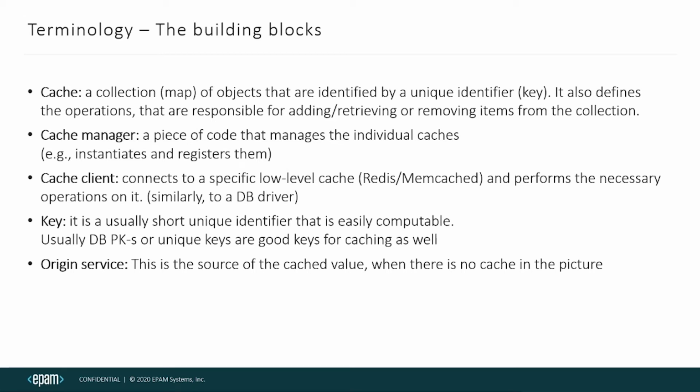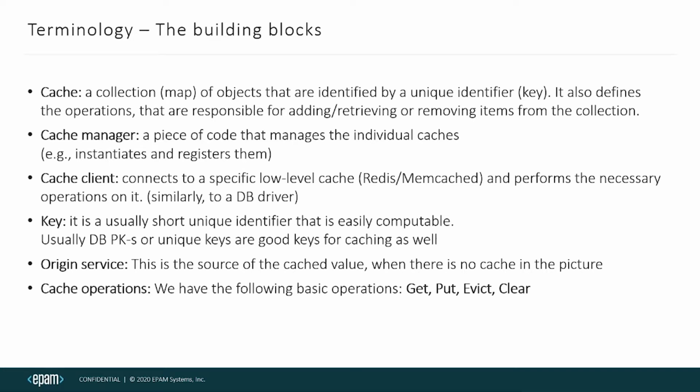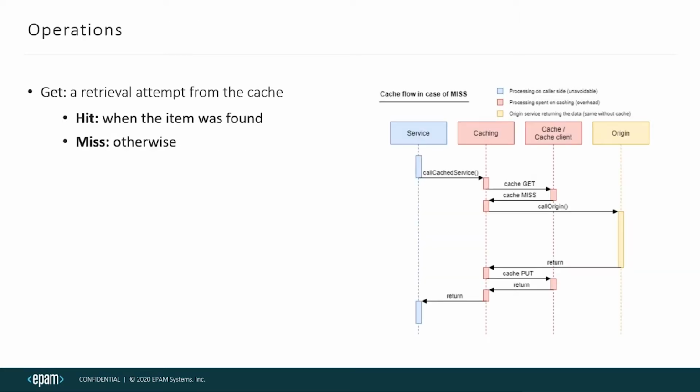Also, we can talk about something that is called the origin service. This is basically the service that is being cached. So the original thing that would have been called if the cache would not be implemented or integrated at all. Basically, this is the source of truth, you can say. Also, we have a couple of cache operations. These are the things we can do with the cache in general, according to the abstraction we are dealing with. Let's talk about these a bit more in depth on the next slide.